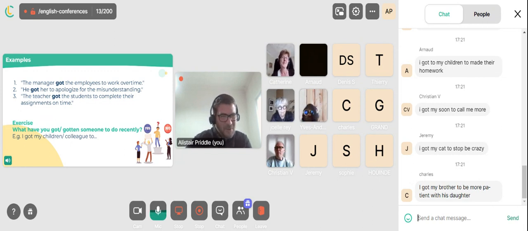The last one as well. I've got another example here at the end. Yes, I got my brother to be more patient with his daughter. There you go. Okay, so these are all very good examples of how we can use get to persuade, convince, and influence people to do something. Okay, so these are great examples, guys. Really well done. Fantastic.